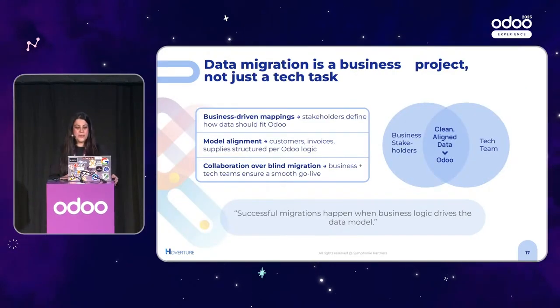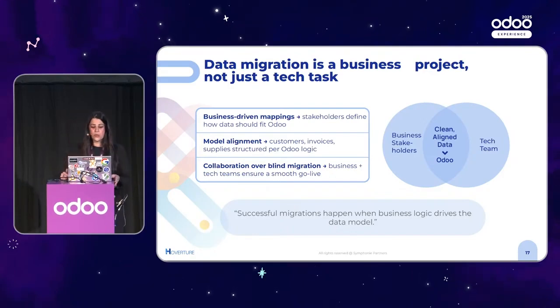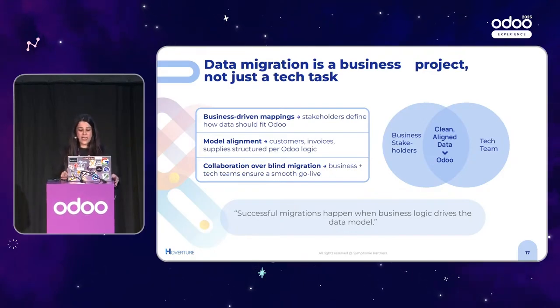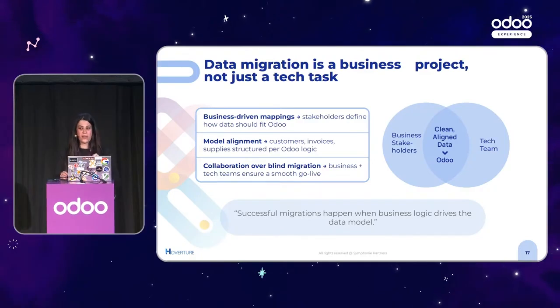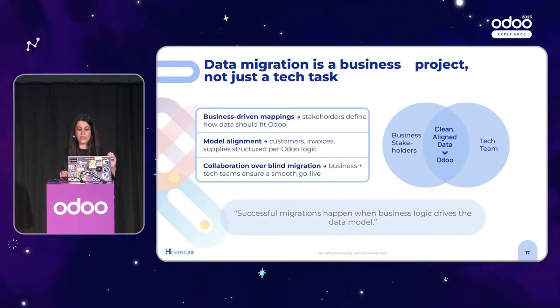And to do this, of course, we need business. I will focus on this part, because a lot of people think that migration is just a tech thing. It's not like that. Business stakeholders are the main part of a data migration project, and it's also very important to have a strong collaboration between the tech team and business stakeholders, because otherwise you won't have the cleaned data in the new system, in this case Odoo.